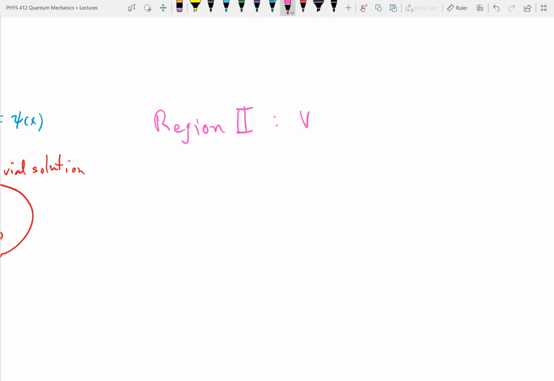Region 2 has V equal to 0. So now my time-independent Schrodinger equation, minus h bar squared over 2m, d second psi dx squared, plus 0 psi to be technical, is equal to E psi. Well, the 0 is meaningless. Get rid of that. Now I have a second order linear differential equation.